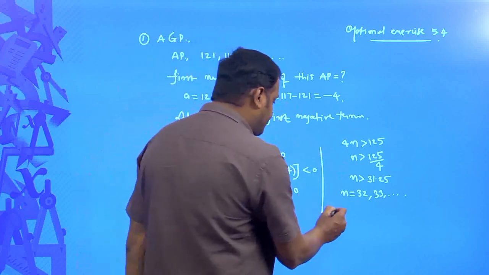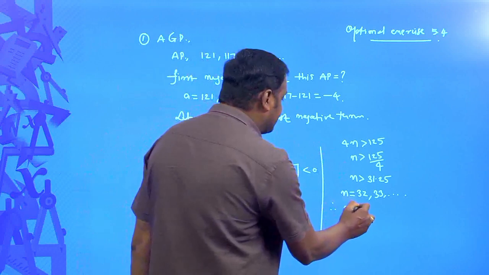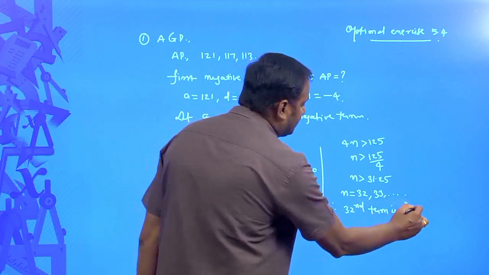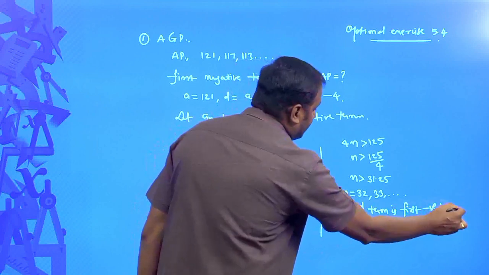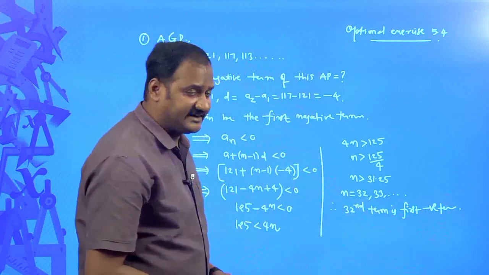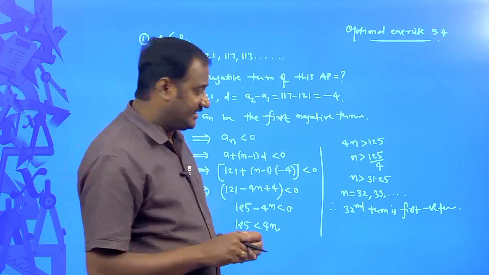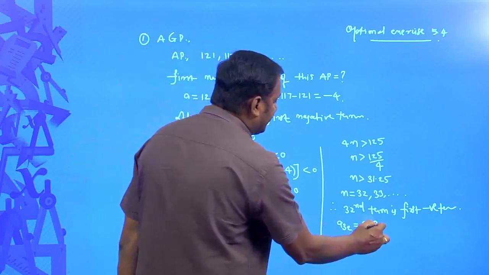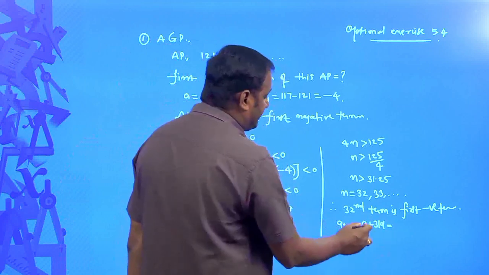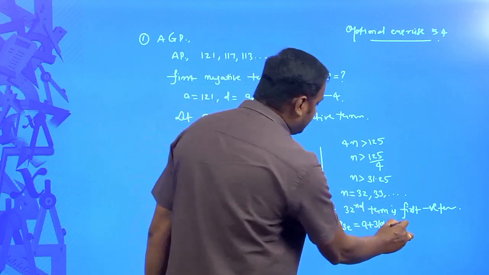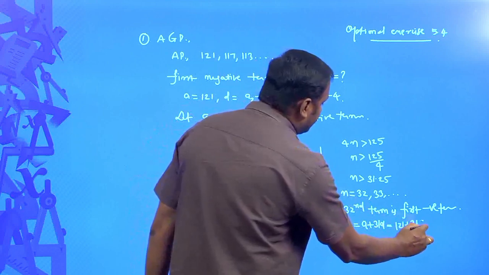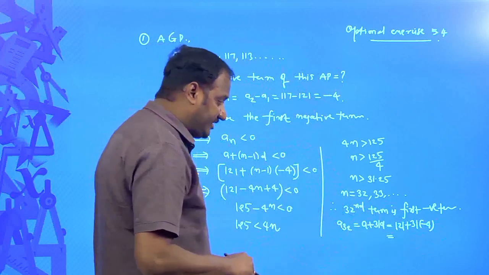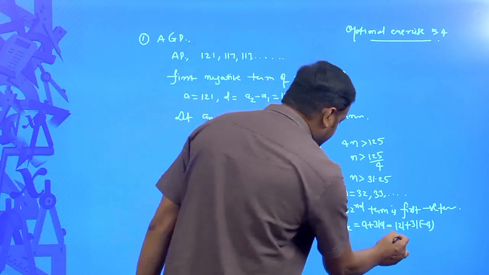32nd term. Therefore, the 32nd term is the first negative term, right. So, if the first negative term is the 32nd term, what is that number? That number is a32, which is equal to a plus 31d. When you substitute, the value of a is 121, plus 31 into d, which is negative 4. So, how much is this? 121 minus 124 is equal to minus 3.